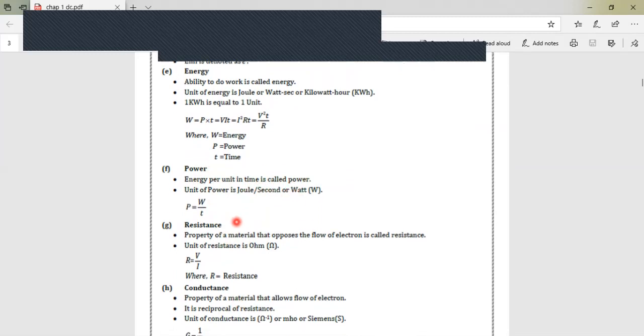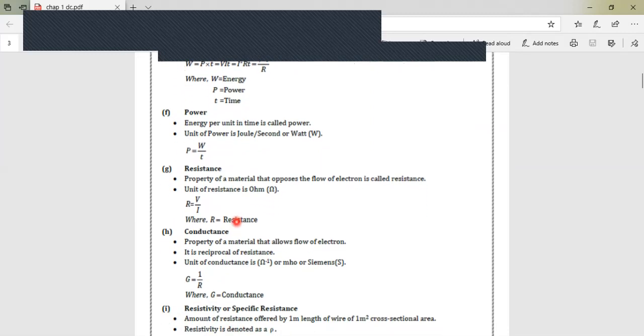Now next is resistance. The property of a material that opposes the flow of electrons is known as resistance. We will discuss resistance in detail in the next half. The unit of resistance is ohm. R equals V by I, where V stands for voltage and I stands for current.